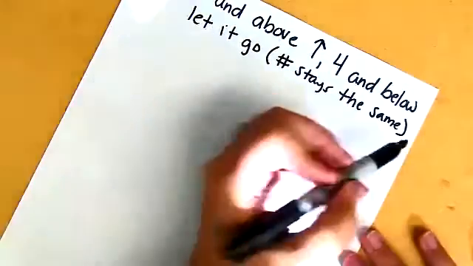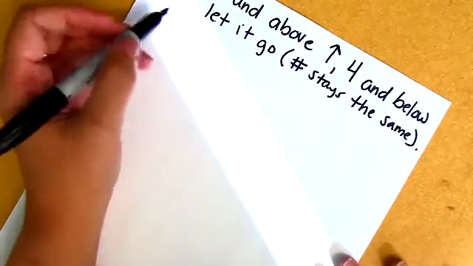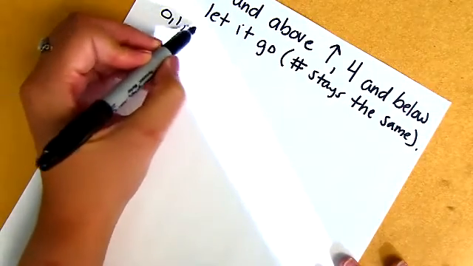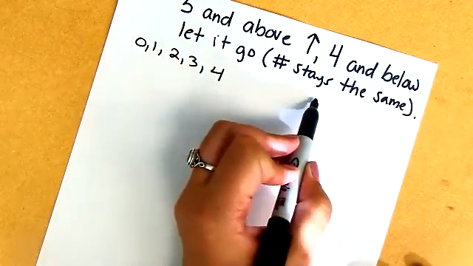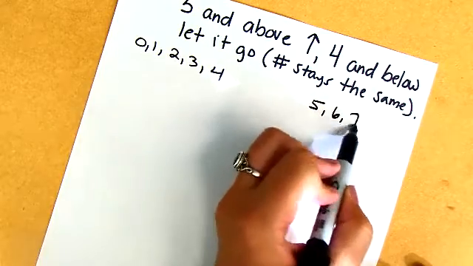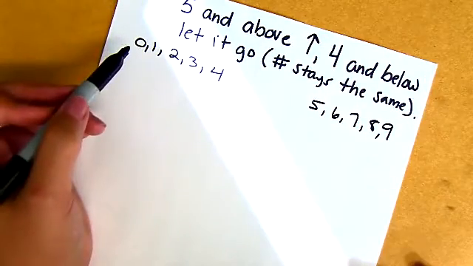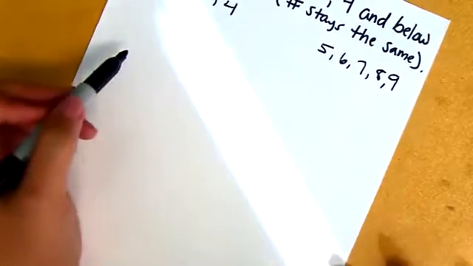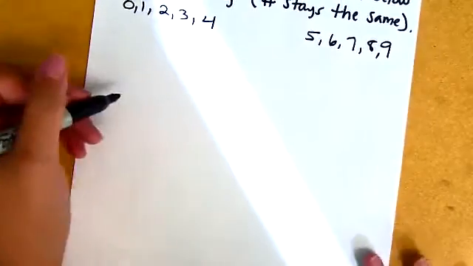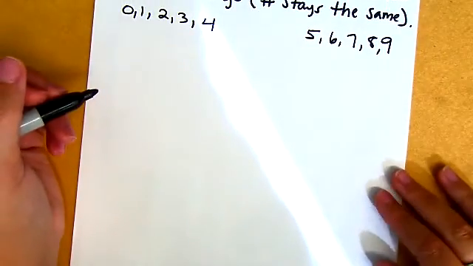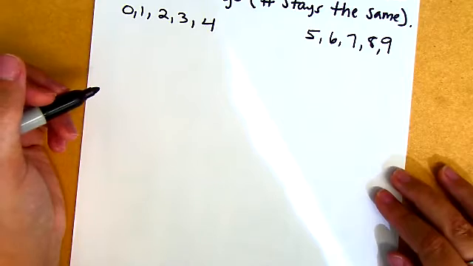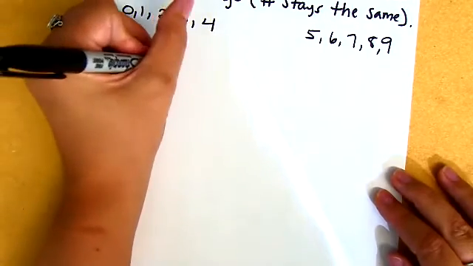Okay, so we'll keep that. If it's the number 0, 1, 2, 3, or 4, we're going to let it go and just stay what it is. If it ends up being a 5, 6, 7, 8, or 9 next door, then those numbers would tell it to go up to the next digit.